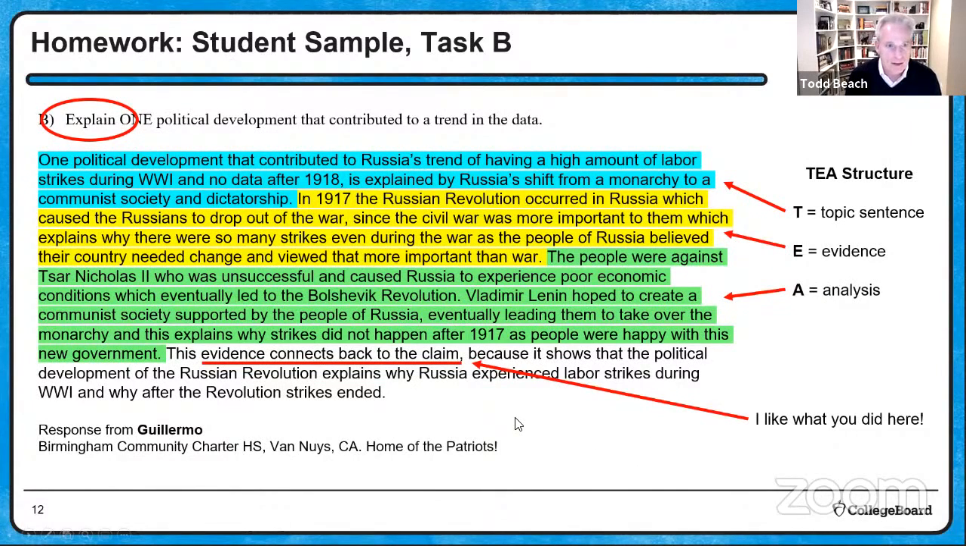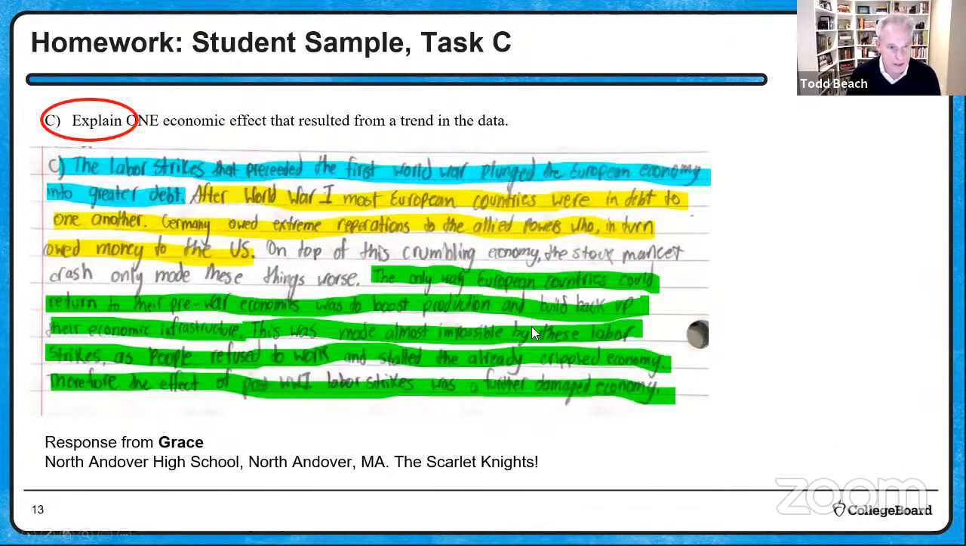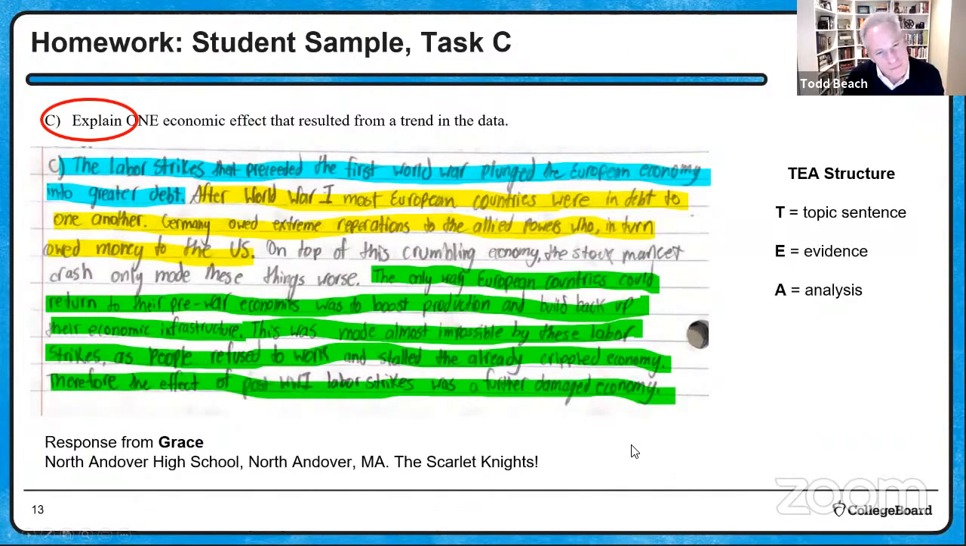Okay. And then task C, this is from Grace at North Andover High School, North Andover, Massachusetts. They are the Scarlet Knights. And again, we have an explain task. And this one, there were several responses here where I was like, okay, I'm not sure. And I'm going to get to that because a lot of you wanted to talk about the Great Depression. So remember, the data in the table is till 1921. And the Great Depression, as we know it, doesn't occur until the end of the 20s, 1929, and it really hits Europe 1929, 1930. Right. So because this sentence is structured around trend in the data, we really need to stick with that.